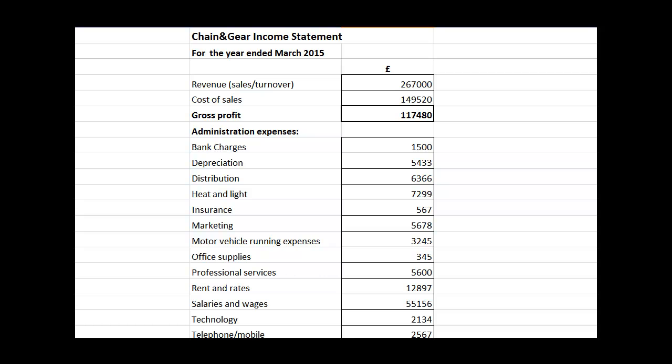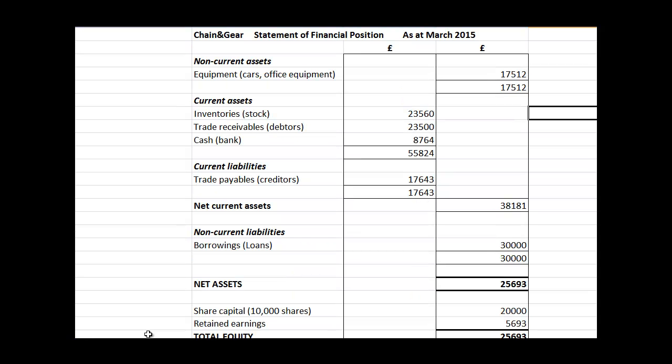In our next step, when we look at the ratios, we'll take an extract of this income statement to calculate the ratios. Next, we have the statement of financial position as at March 2015, and there we have the various results for the business, including a £30,000 loan, share capital invested in the business, and retained earnings 5,693. Again, we're going to use these core numbers to calculate our ratios as we move forward.